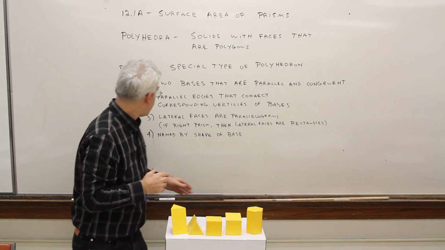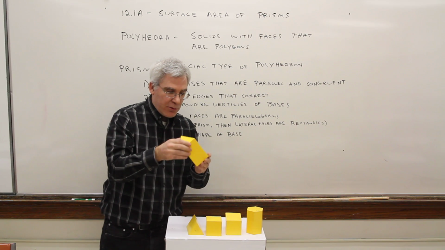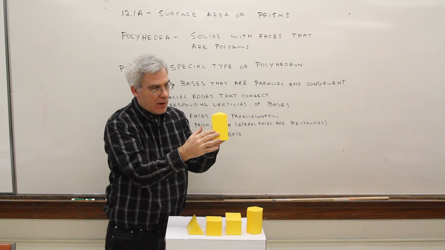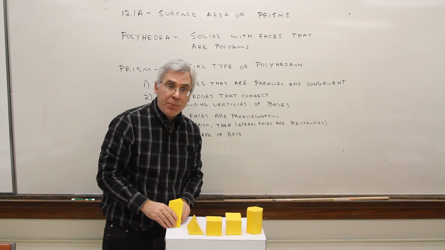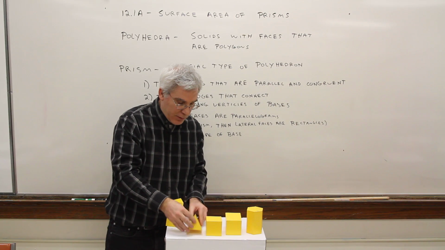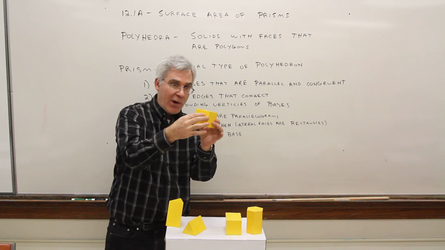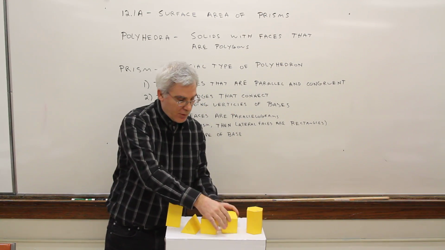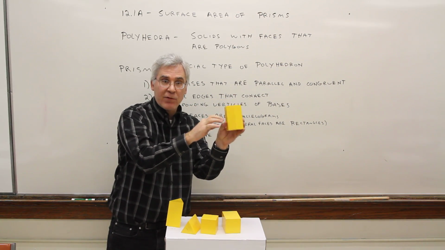Third, the lateral faces are always going to be parallelograms. Notice over here, these lateral faces are parallelograms. However, if we've got a right prism, the lateral faces will always be rectangles. So this is a right prism. Notice rectangle, rectangle. Over here, rectangles. Squares are rectangles. Over here, rectangles. And over here, here's the bases. All of these lateral faces are rectangles.